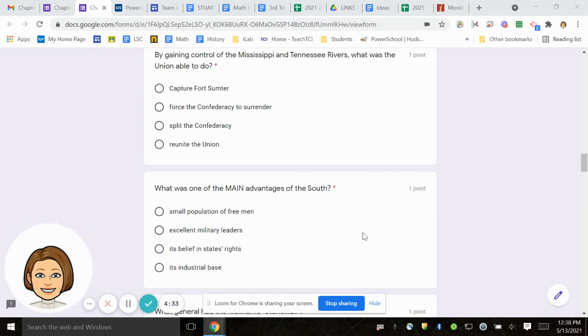Number 7, by gaining control of the Mississippi and Tennessee rivers, what was the Union able to do? Capture Fort Sumter, force the Confederacy to surrender, split the Confederacy, reunite the Union.